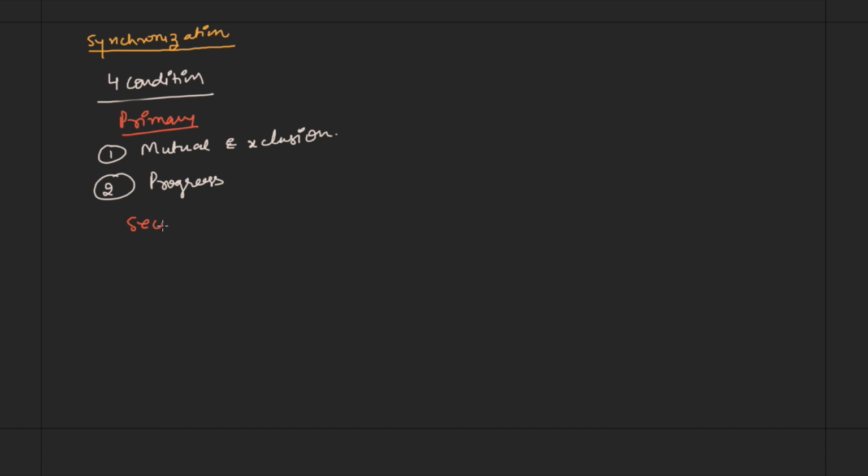And what are the secondary conditions? Number three, we should be able to maintain bounded waiting, and number four, it should be architecture neutral.